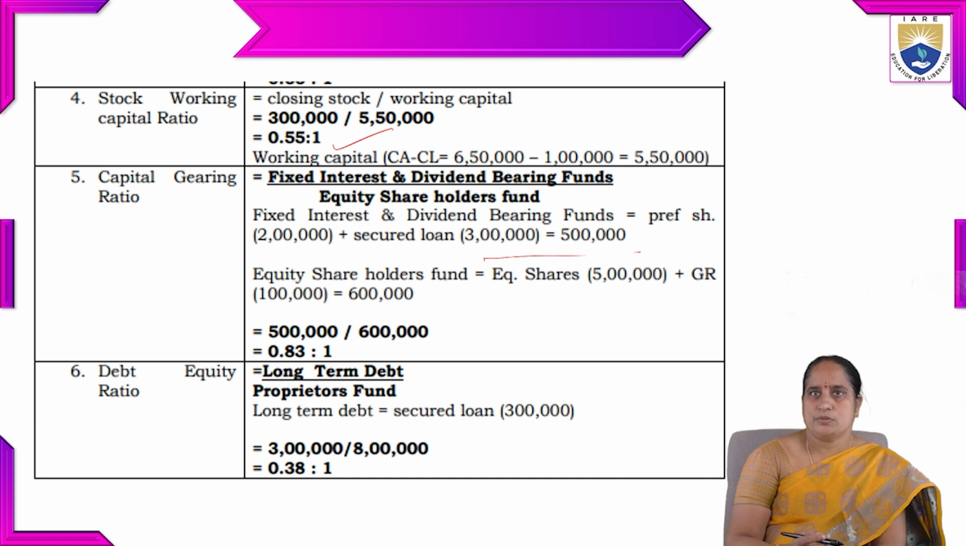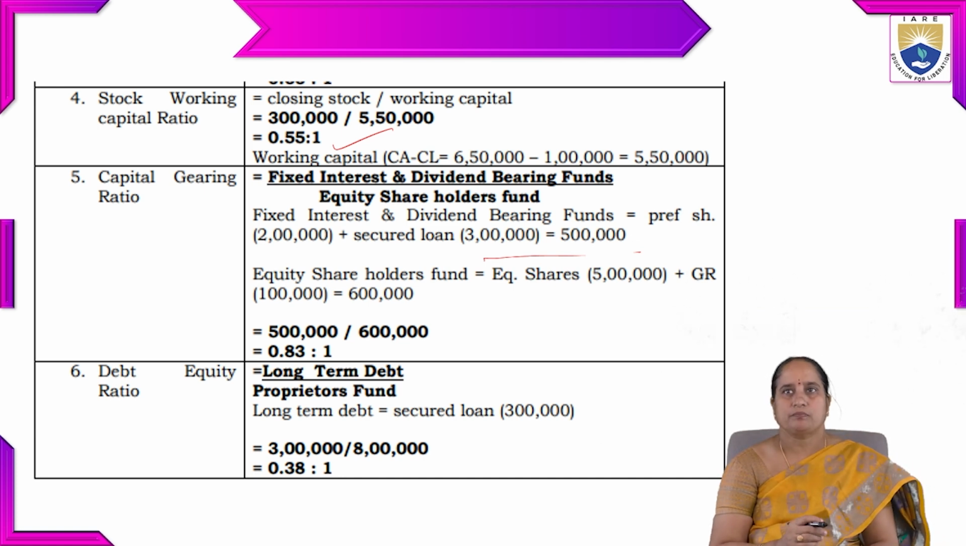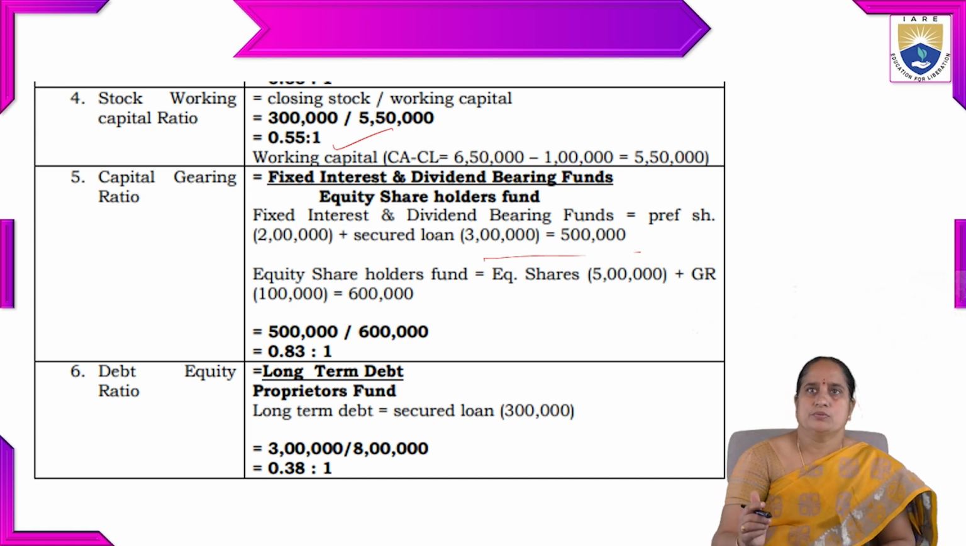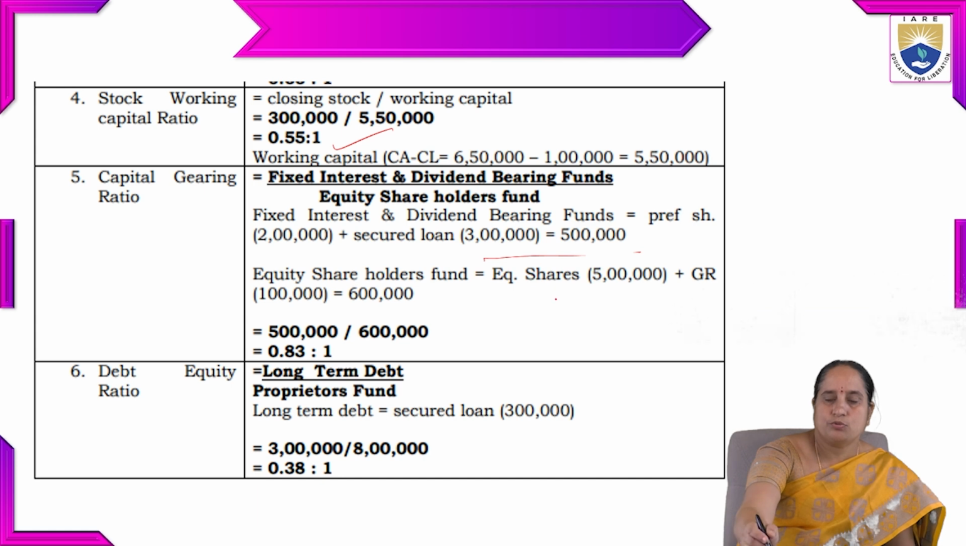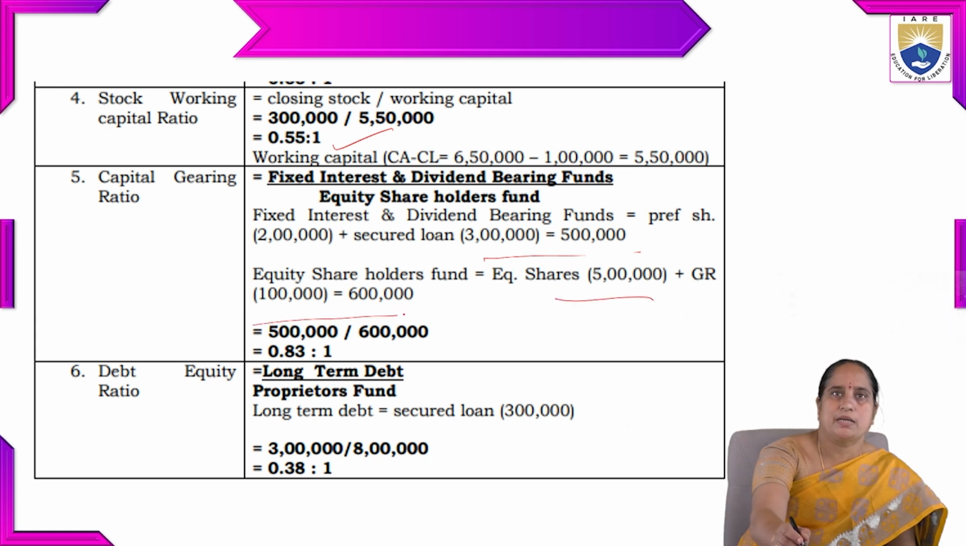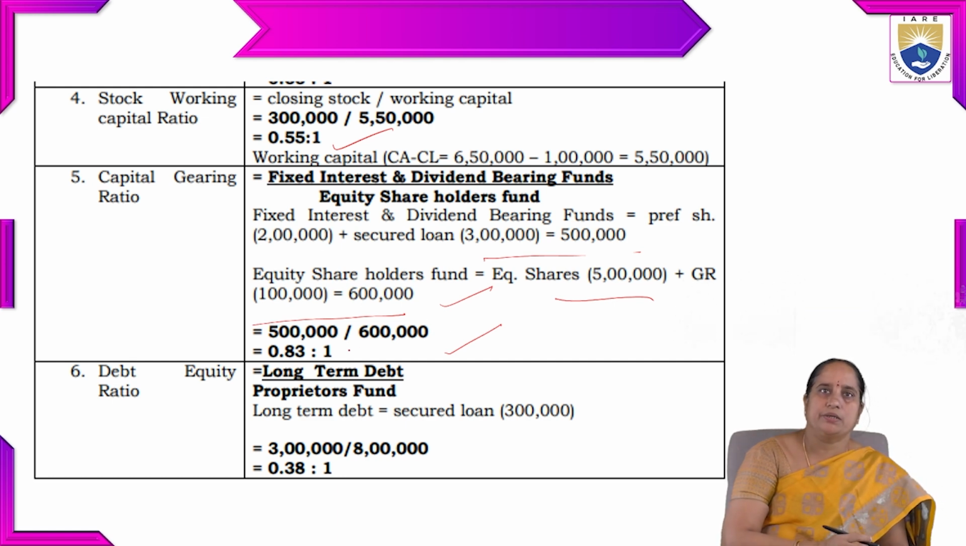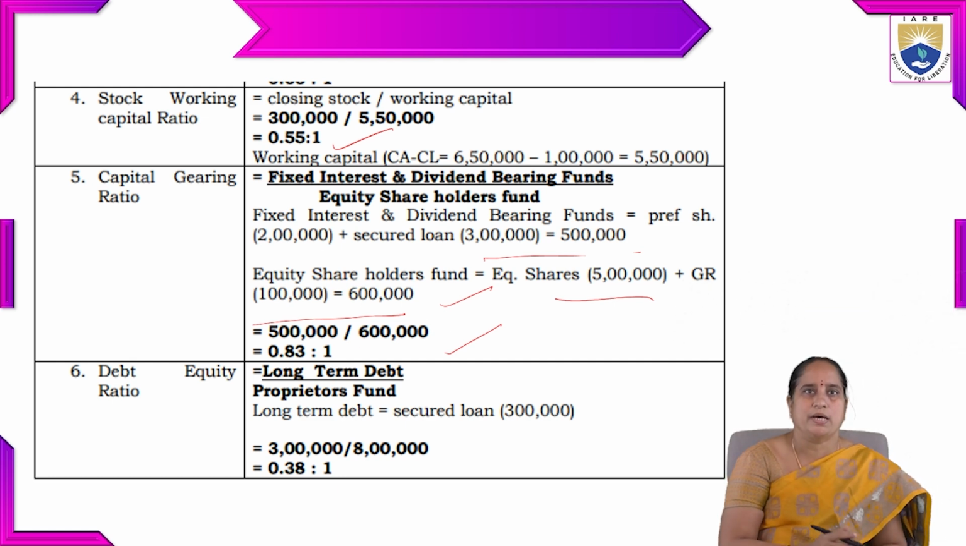Here we consider equity shares plus general reserve. So 5 lakhs plus general reserve of 1 lakh, so the total amount is 6 lakhs. Substitute in the formula and we can easily find out the capital gearing ratio, that is 0.83 is to 1.